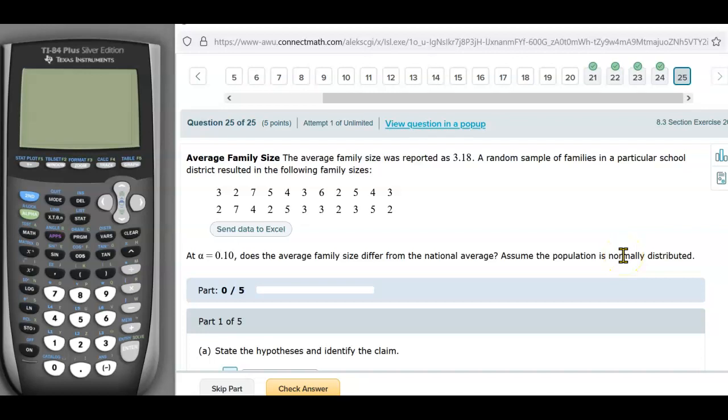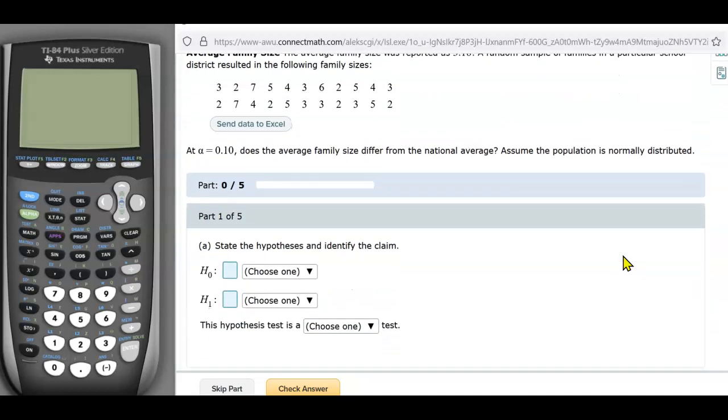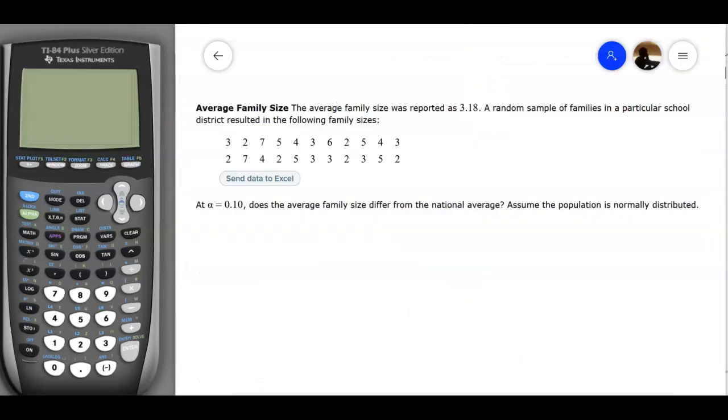All right, so this is question number 25 from your review, and the first question is to state the hypothesis H0, H1, and choose what kind of test. Is it one-tailed or two-tailed, right? So let's get into it.